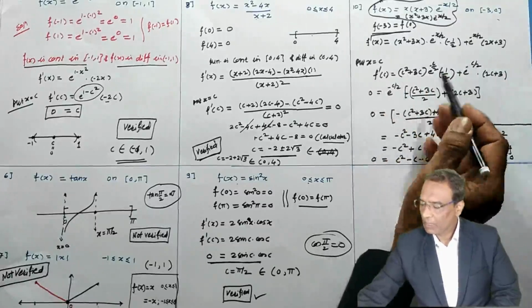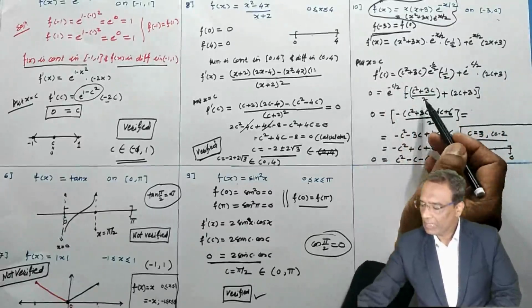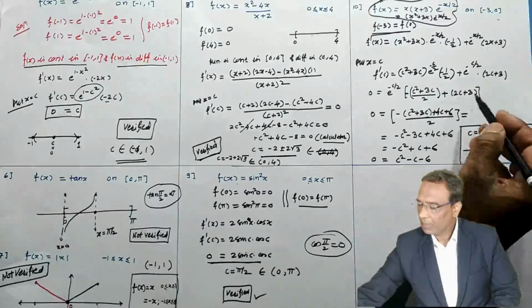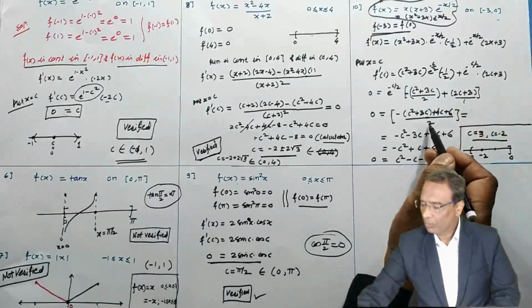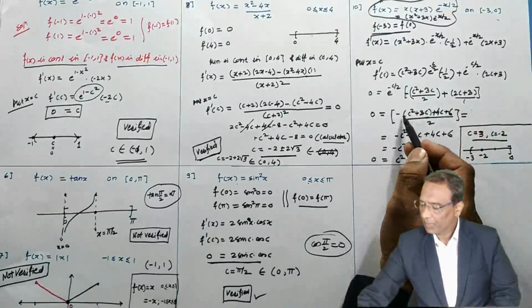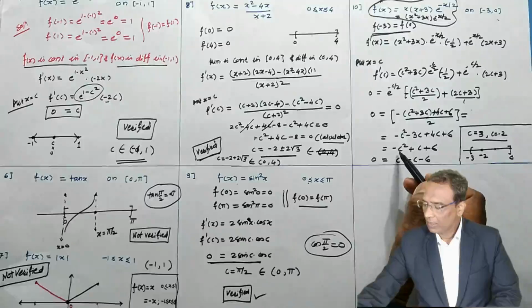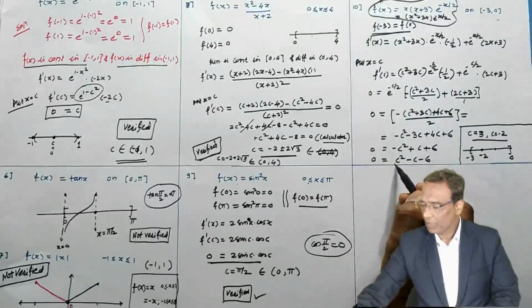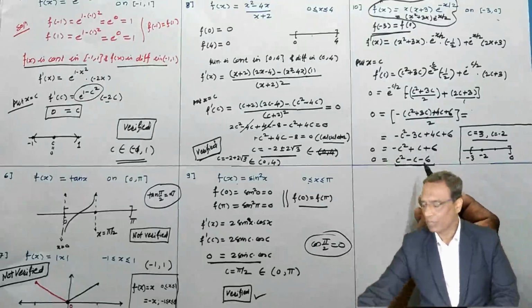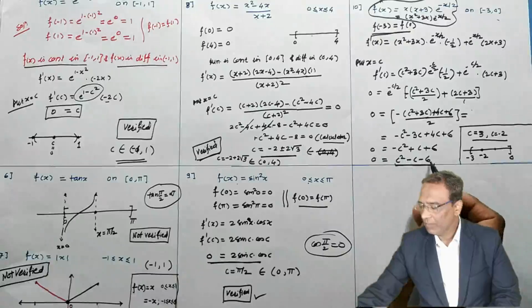e to the power minus c by 2 is common. Then take LCM as 2. Have a multiplication with this, 4c plus 6. Then 2 multiplied by 0 is 0. Then open the brackets. Then multiply by minus sign. So this is the quadratic equation, and find the value of c.